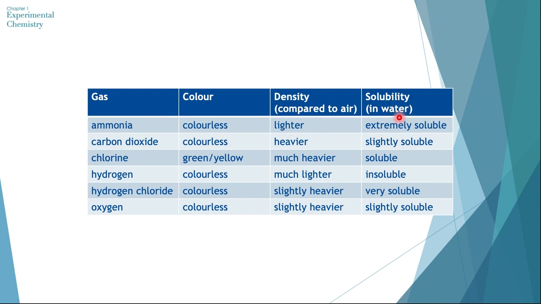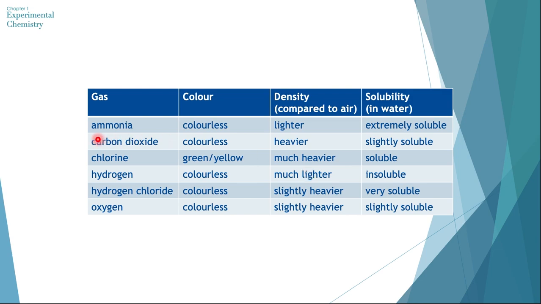The solubility in water, well, it's extremely soluble. Then we have carbon dioxide. This is also a colorless gas, but unlike ammonia, it is heavier than air, and it is only slightly soluble, whereas ammonia is extremely soluble. Then we have chlorine, which is greenish yellowish in color, and it is much heavier than air. As for the solubility, it is soluble, a normal soluble. Carbon dioxide is slightly soluble, but chlorine is soluble, okay?